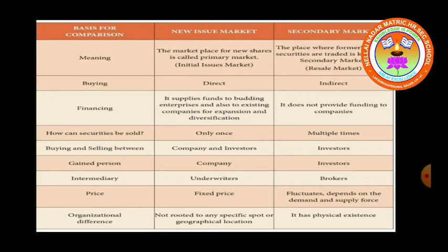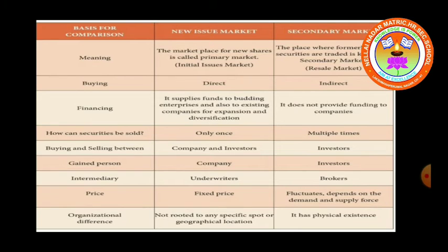Financing. The new issue market supplies funds to building enterprises and also to existing companies for expansion and diversification. The secondary market does not provide funding to companies. How can securities be sold? In the new issue market, only once. In the secondary market, multiple times.